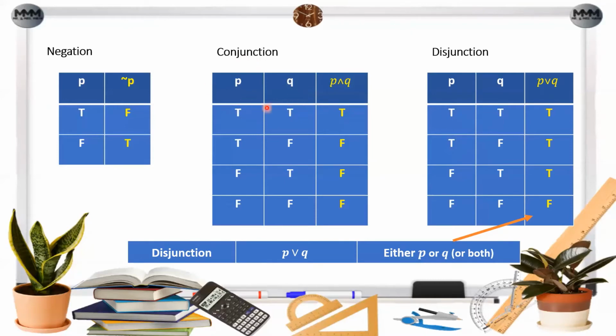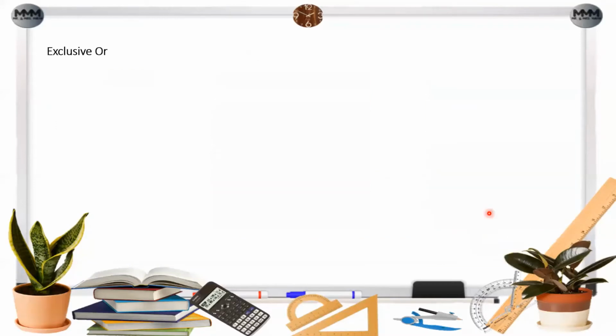So if the truth values of the propositions are both true, it only becomes true here in our compound proposition, and the rest false. But here in this disjunction, or, if there is only one proposition that is true, therefore our compound proposition is true. And then it is false when all the propositions are false. So let's proceed with the next connective.